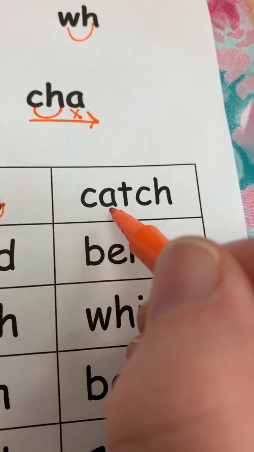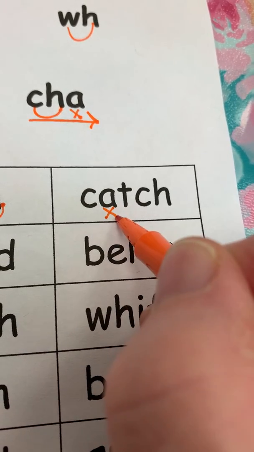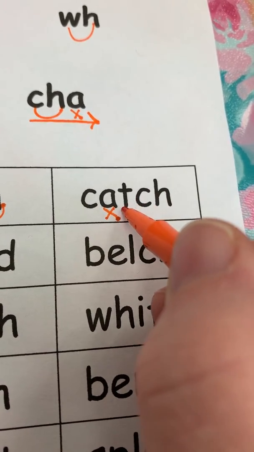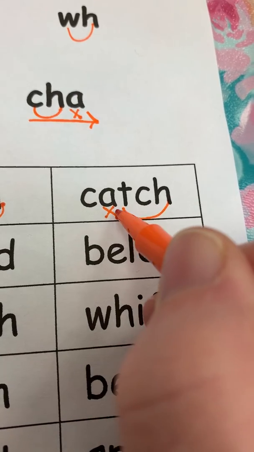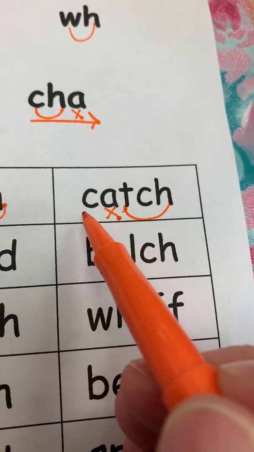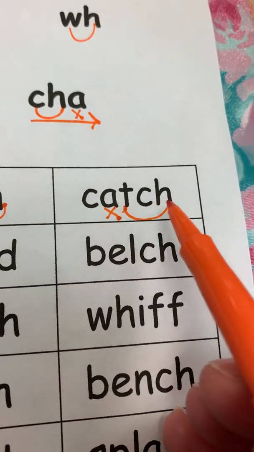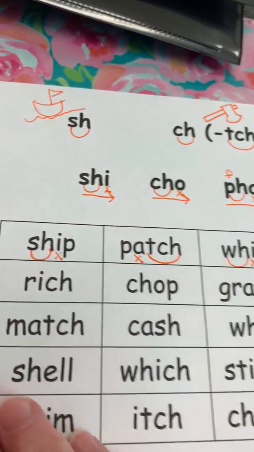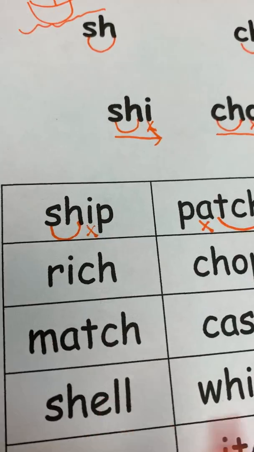Next word, the first thing we come to mark is this vowel A, and then we see a TCH at the end that says ch. All right, let's do our slide. Ready? C-A, catch, catch. Very good.